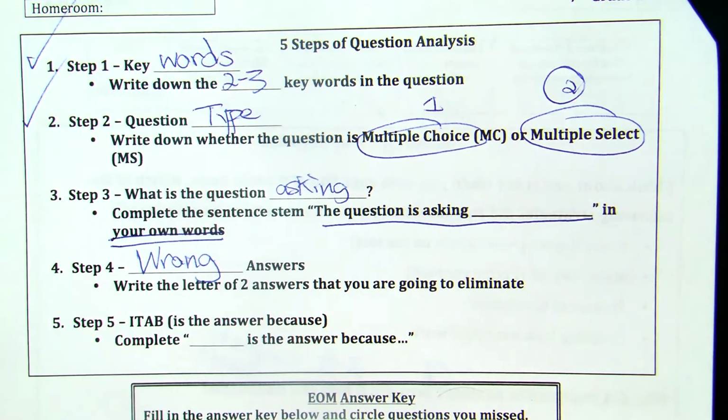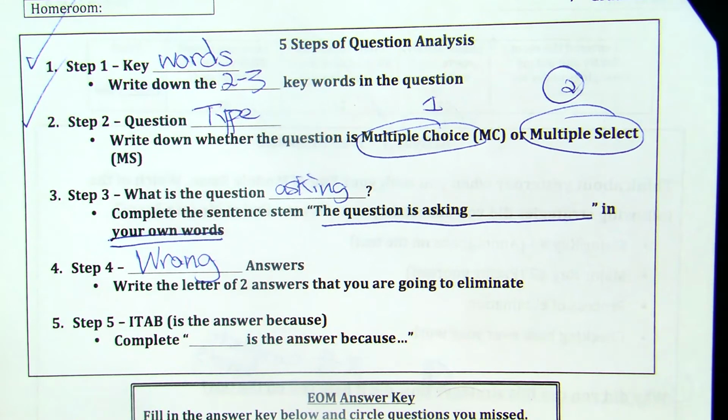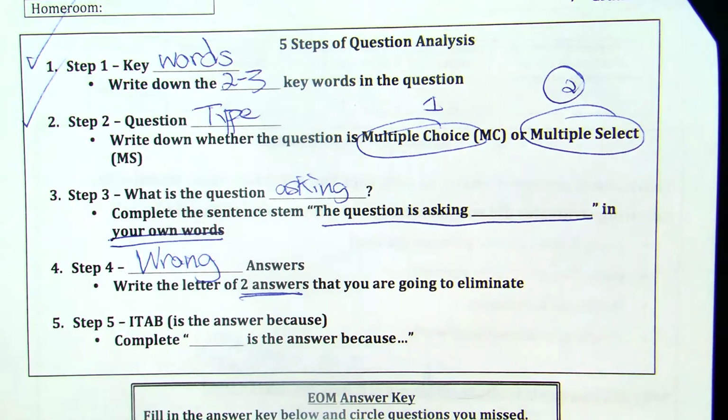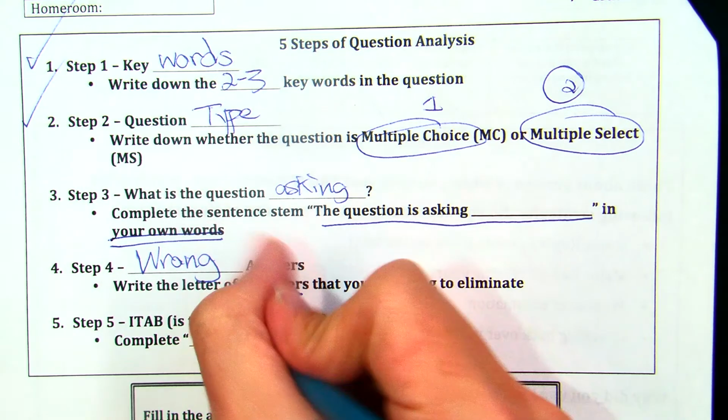This is where you've actually got to look back over the answer choices and list 2 that are wrong. You need to choose 2 answer choices that are wrong and write the letter of those 2 answers down. Now, you don't necessarily need to explain why they're wrong because you're going to get to that in step 5. Step 5 is called ITAB.